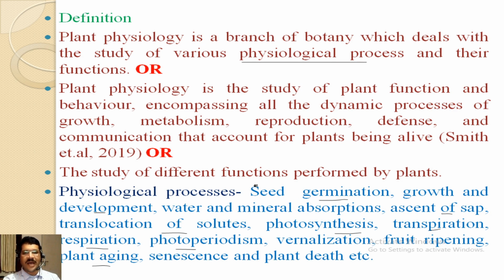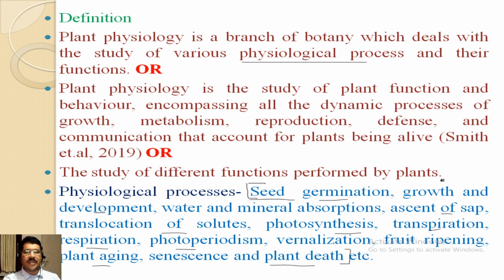So all these are the different types of physiological processes, and plant physiology is a branch of botany which deals with the study of all these physiological processes. This is a very simple definition. It means in plant physiology we will learn about the plant from seed germination to plant death. All the processes from seed germination to plant death, and the study of all these processes, is known as plant physiology.